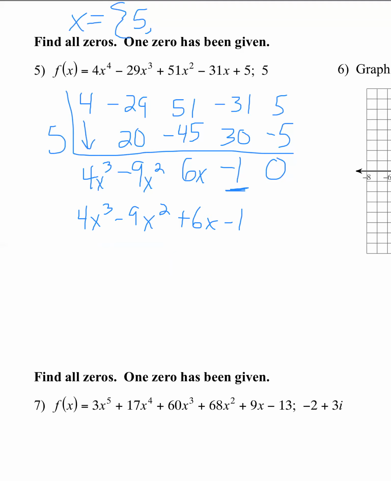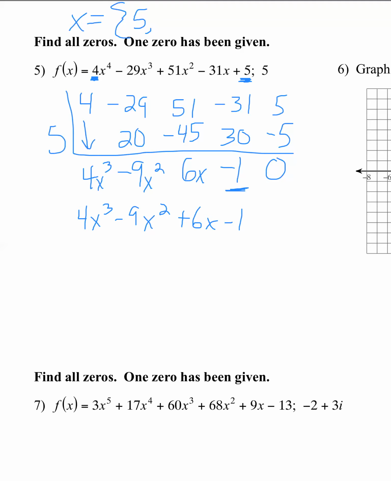Well, we could try 5 again just to see if it's a double root. But to get all the other numbers that I'm going to plug in to test, that's where I take the factors of my constant and I'm going to divide it by the factors of the leading coefficient. And I have this list of everything that might work. Otherwise you're going to plug in every number under the sun and that would take forever. It already takes long enough. We don't need more numbers in it.